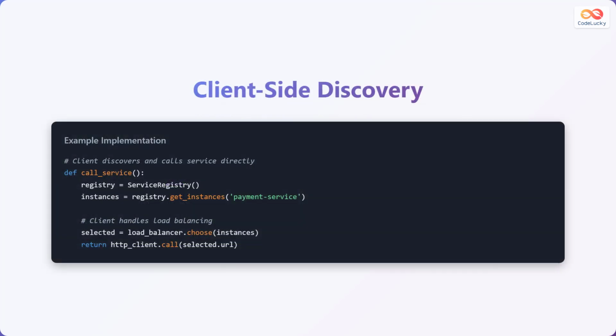Let's take a closer look at client-side discovery with an example implementation. In this scenario, the client discovers and calls the service directly. The client first retrieves a list of available instances from the service registry. Then the client itself handles the load balancing, selecting the appropriate instance to call. Finally, it calls the selected instance using its URL.